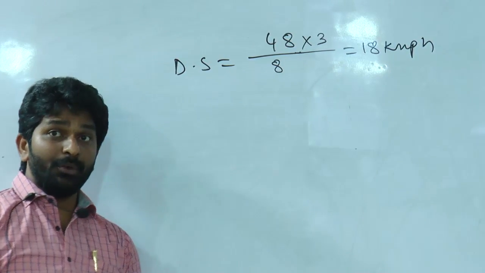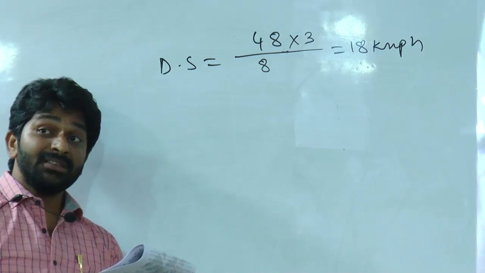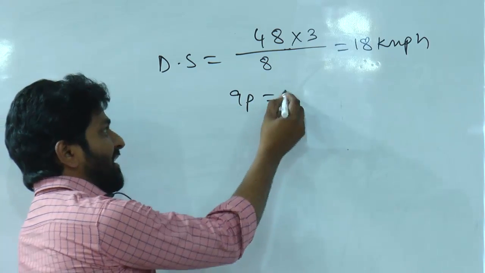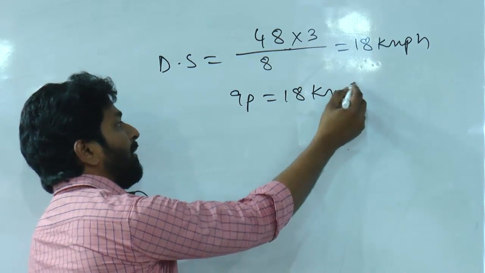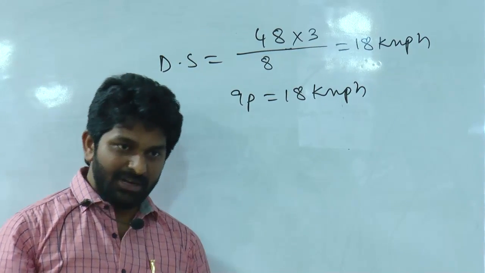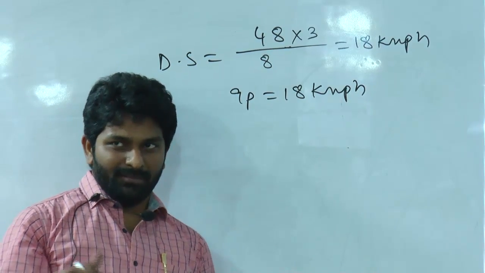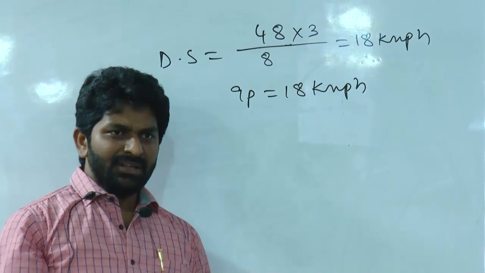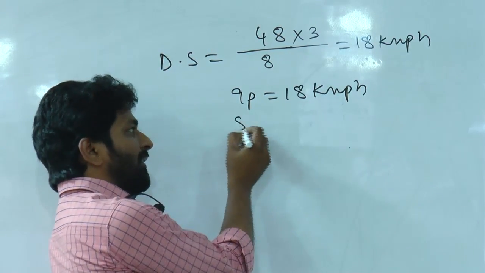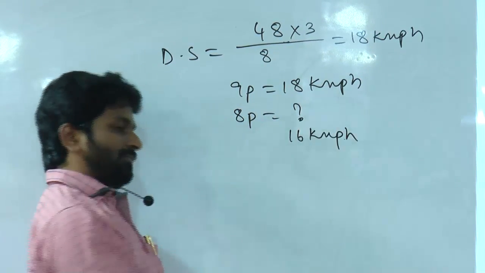Now you are given the ratio between upstream and downstream. From the ratio, upstream is 7 parts, downstream 9 parts. So 9 parts is equal to 18 kilometers per hour, but you're asked to calculate the speed of the boat in still water. When you have upstream and downstream, how do you get the man's speed? Average. 7 parts and 9 parts, what is the average? 8 parts. If 9 parts is equal to 18, 8 parts is equal to how much? 16 kilometers per hour.